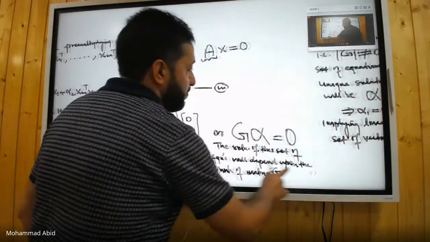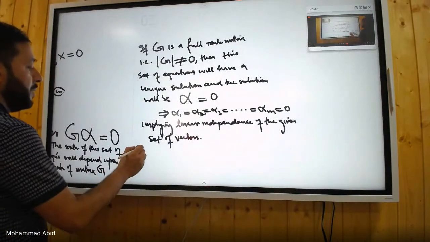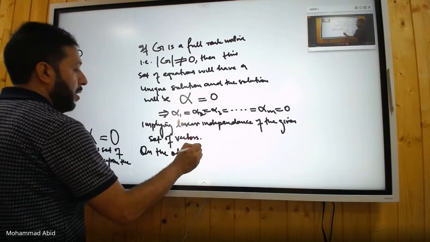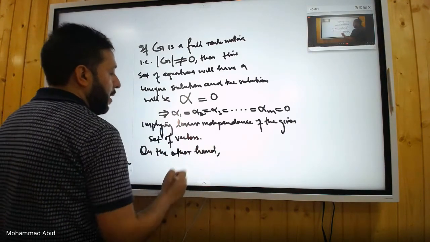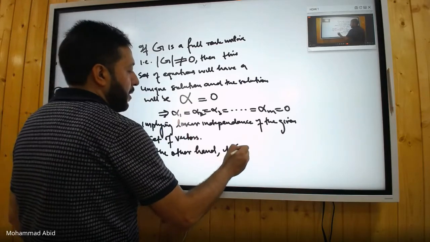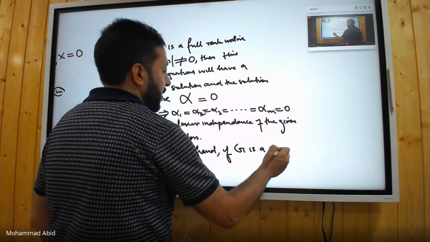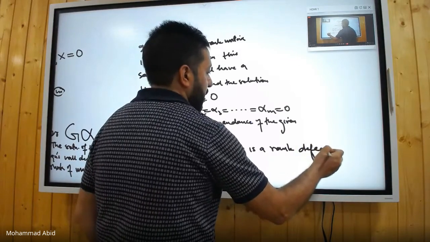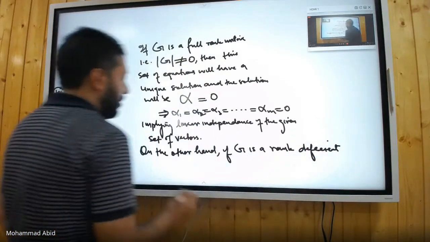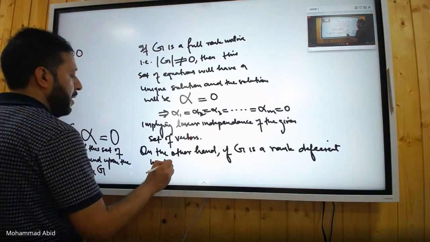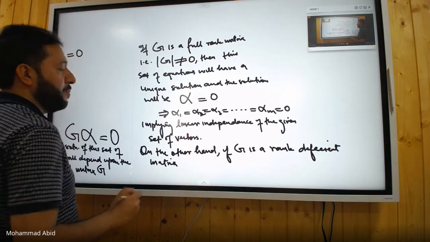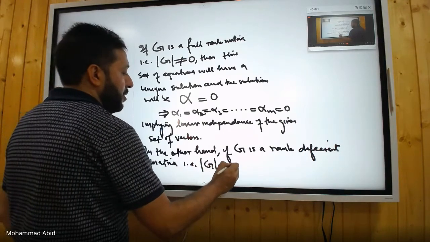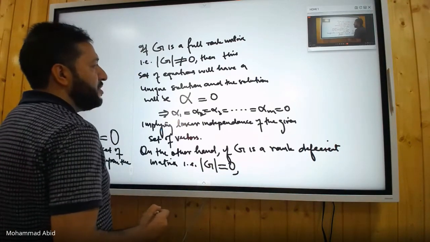On the other hand, if G is a rank deficient matrix, okay, that means it's not a full rank matrix. That is, determinant of G is equal to 0. The set of equations will have many solutions.